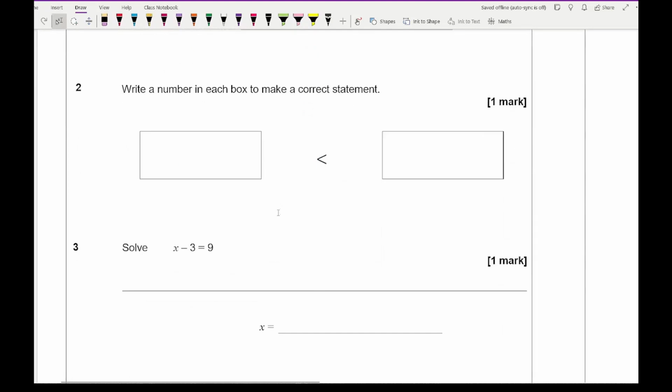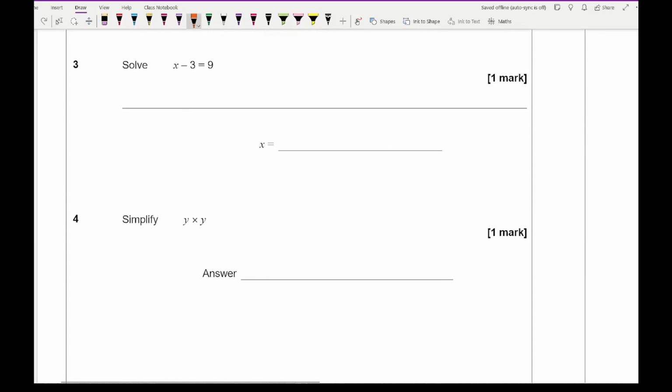The next question, question 2, says write down a number in each box to make the correct statement. Now for this you could have absolutely any number at all, but what you need to do is make sure that this number is the smaller of the two and this one is the larger of the two. Moving on to question 3, it says solve this equation. So here we need to add 3. So here it's going to be 9 plus 3, which gives me an answer of 12. And again, for 1 mark, you don't have to show your working out. For 1 mark questions, just writing the right answer would be fine. And similarly for question 4, y times y is y squared.